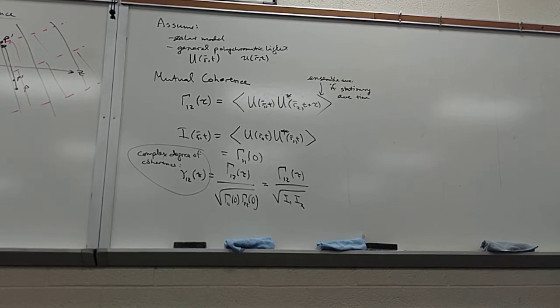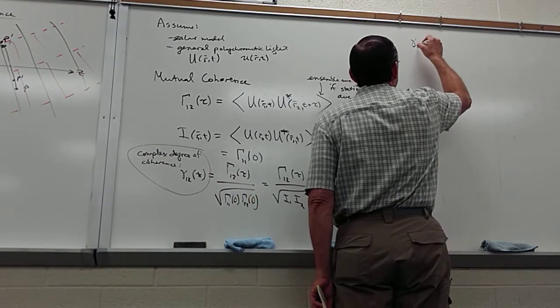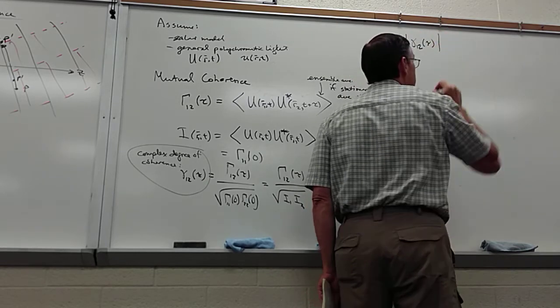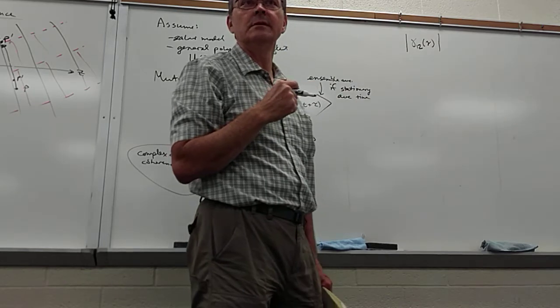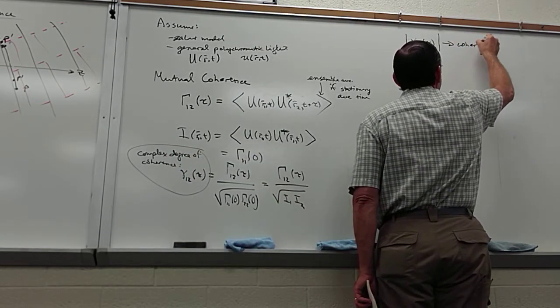Okay, now another definition. If we take the complex degree of coherence and just take its absolute magnitude, we call that the coherence.